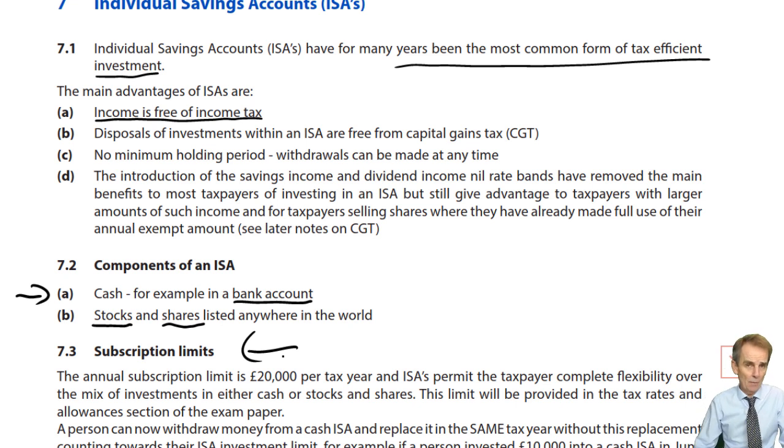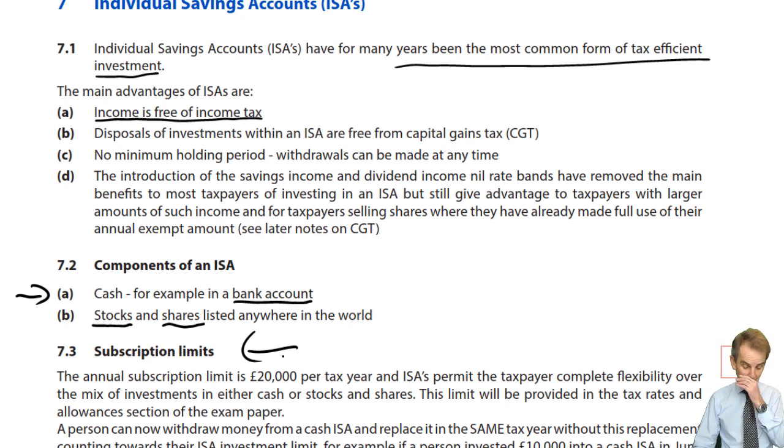If we've only got small amounts, then you've got a savings income nil rate band and a dividend income nil rate band. That therefore might mean you don't need an ISA to hold such small deposits or such small holdings of shares. But if you go to bigger levels, then it could still be worthwhile.